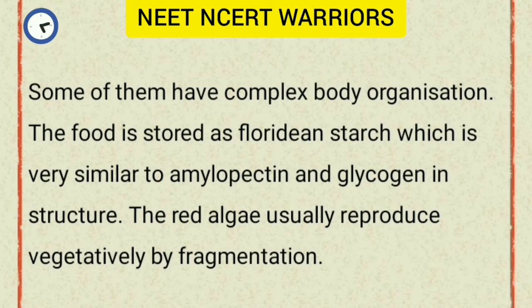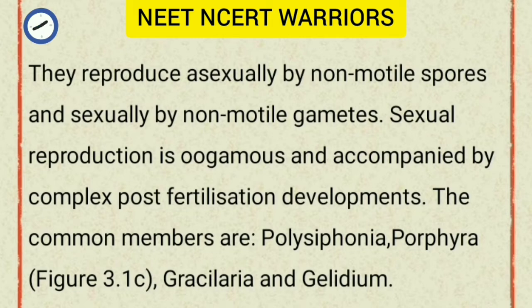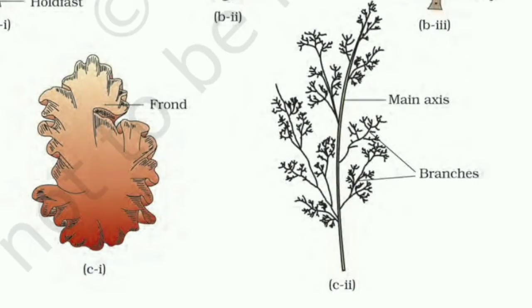The food is stored as floridean starch, which is very similar to amylopectin and glycogen in structure. The red algae usually reproduce vegetatively by fragmentation. They reproduce asexually by non-motile spores and sexually by non-motile gametes. Sexual reproduction is oogamous and accompanied by complex post-fertilization developments. The common members are Polysiphonia, Porphyra, you can see in Figure 3.1c, Gracilaria and Gelidium.